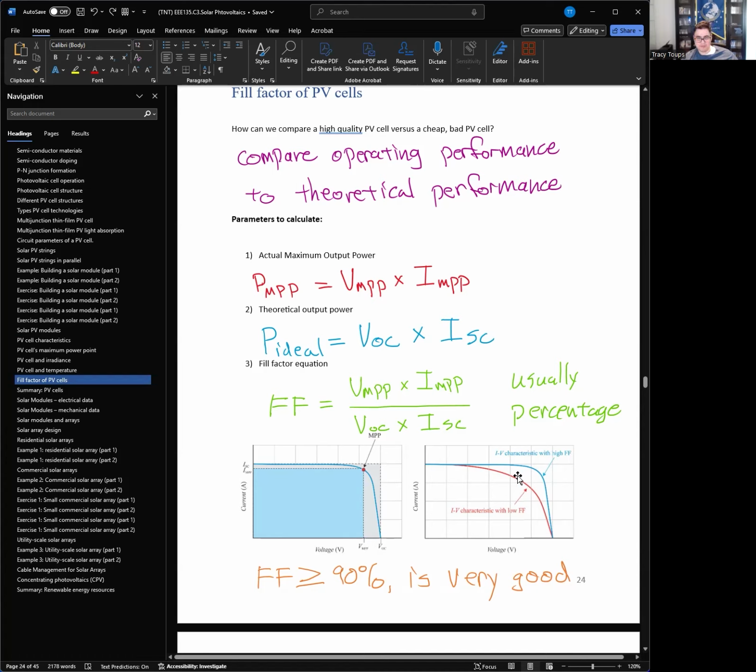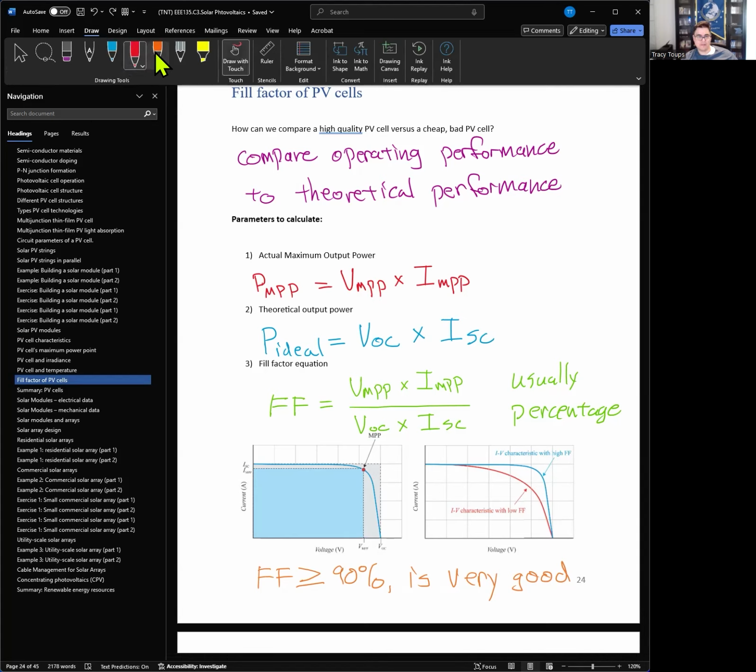If you look over here to the right, this is a not so great one, because you think about what the ideal condition is. It's going to be this square right here. But then look at this red line. This is a poor fill factor. So if we draw out the current, it's going to be very small, right? And we can do it real quick.